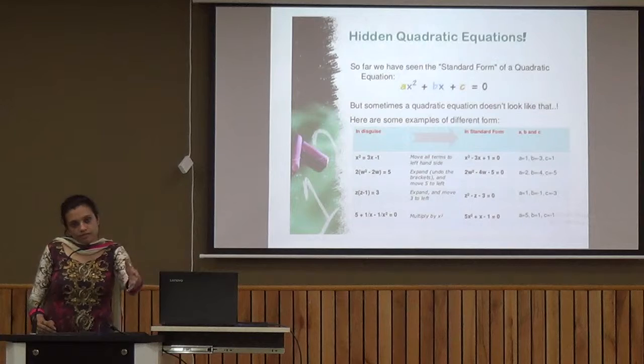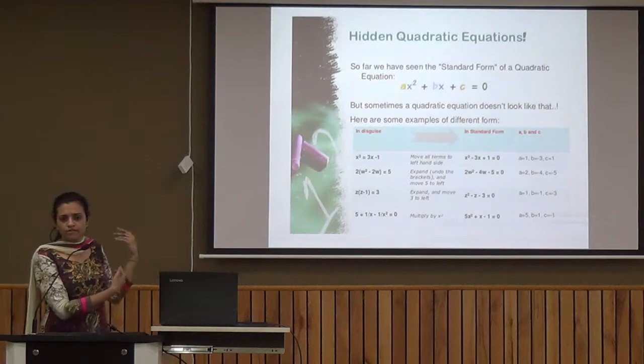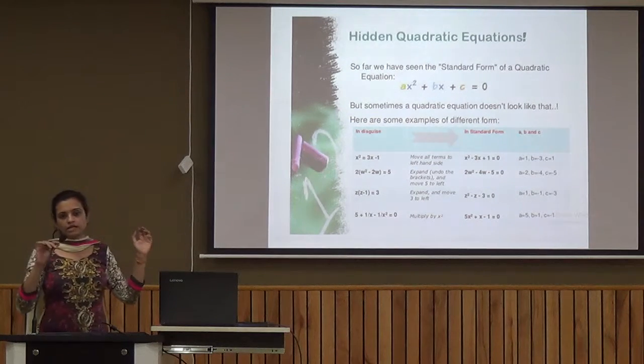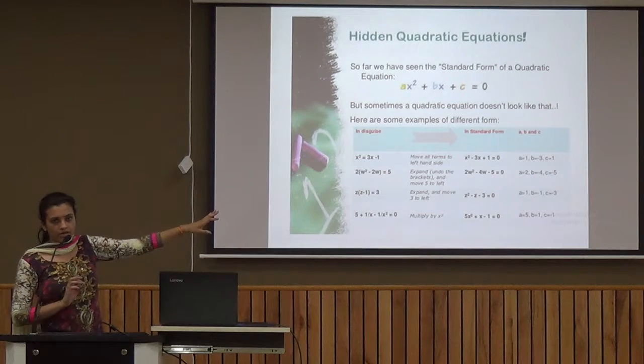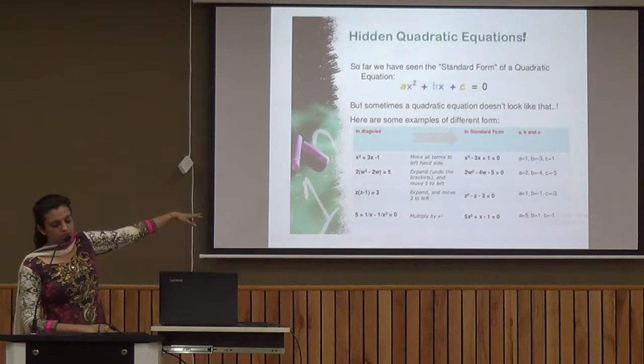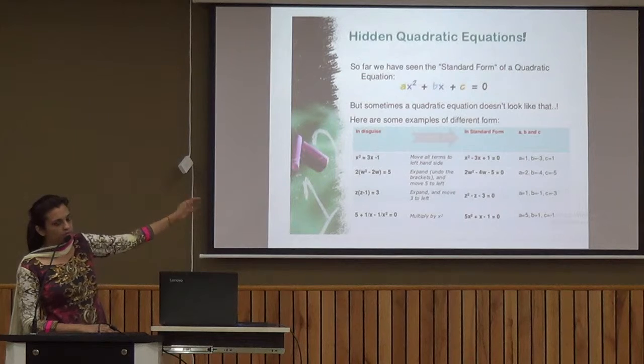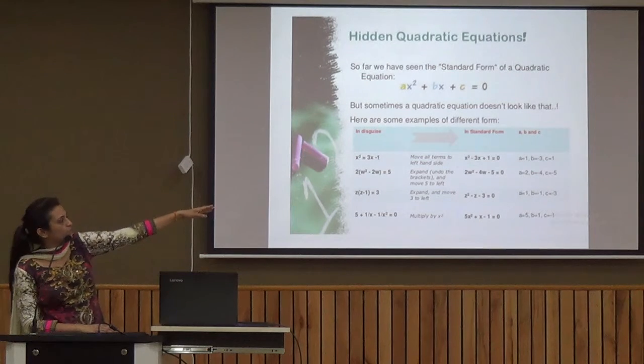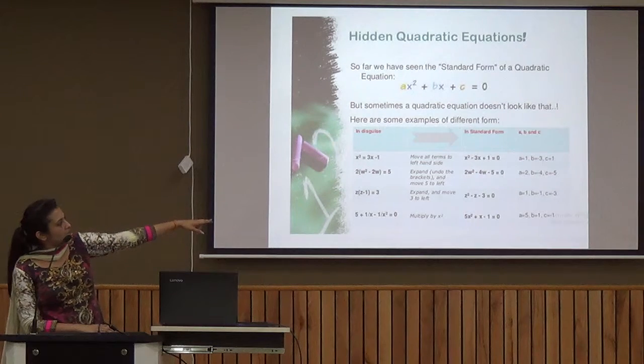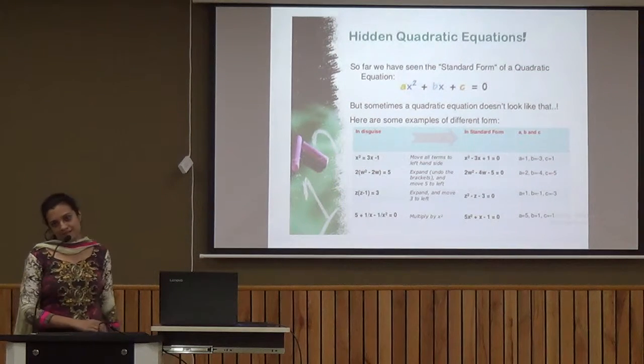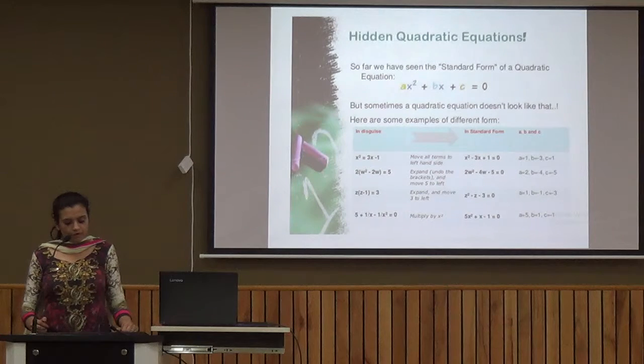The only solution is to keep everything to the left and put only an equal to 0 on the right. That is, move all the terms to the left-hand side, and in standard form it becomes x squared minus 3x plus 1 equal to 0. Does it look like a quadratic now? Yes. Wherein a is 1, b is minus 3 and c is 1. Then move on to the next.